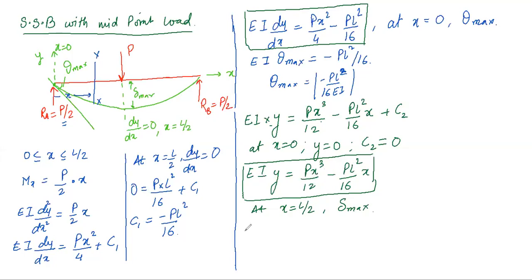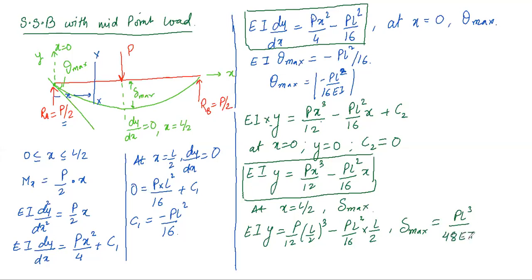Right? So what equation will you get? EI into y is equal to P by 12 into (L by 2) cube minus PL square by 16 into L by 2. From this you will get delta max. Delta max is equal to PL cube upon 48 EI.